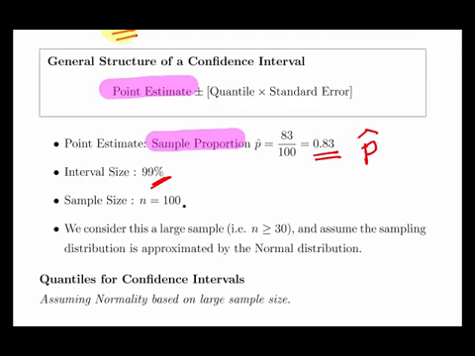Essentially, we are dealing with a large sample. We nearly always are dealing with large samples, particularly with proportions, but it's always good to state categorically that we consider this a large sample and therefore that the sampling distribution is approximated by the normal distribution. Just for the A1 answer, state that.